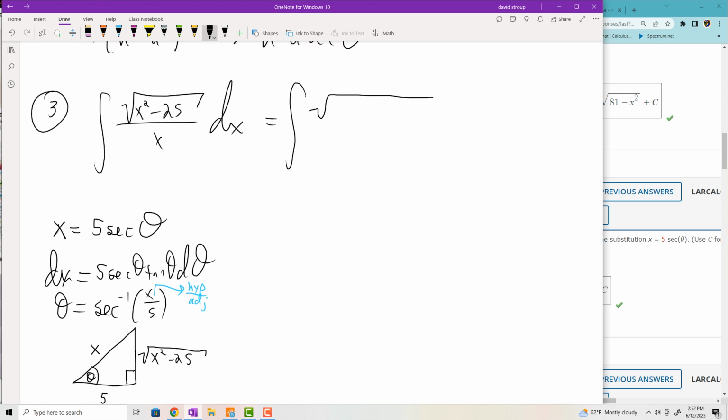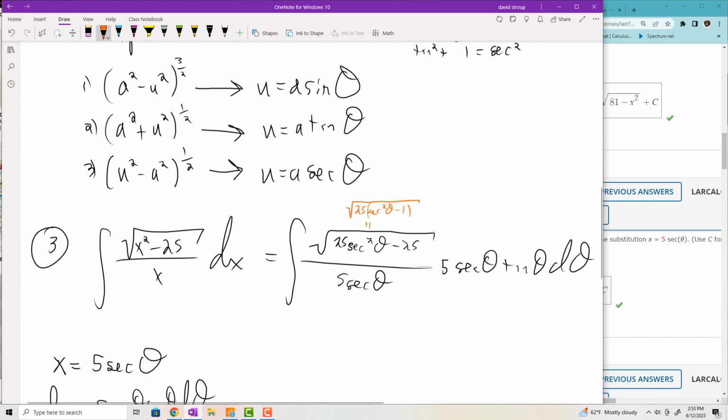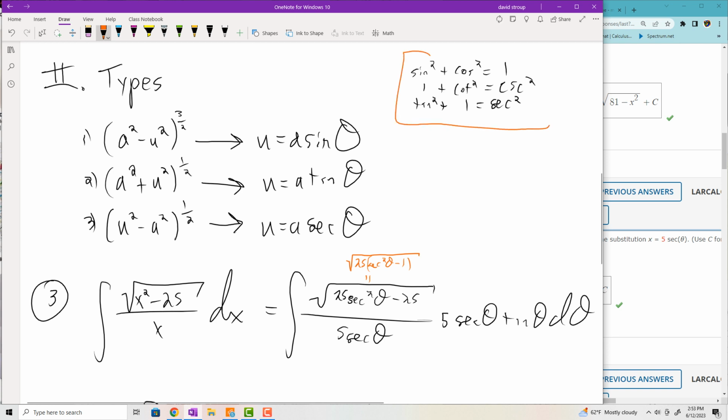We will rewrite x squared as 25 secant squared theta, then minus 25, all over x, which would be 5 secant theta and then times dx, which is 5 secant theta tan theta d theta. Usually just to the side, I kind of simplify this thing. You factor out the 25, so you get secant squared theta minus 1. And then I call these the Pythagorean identities up here. The identity we use is the third one then.